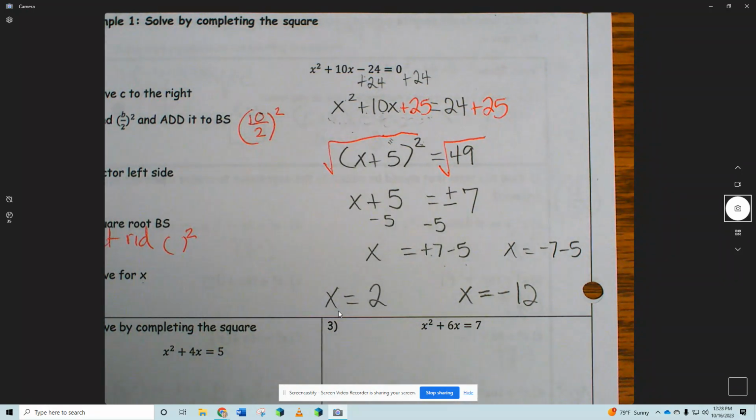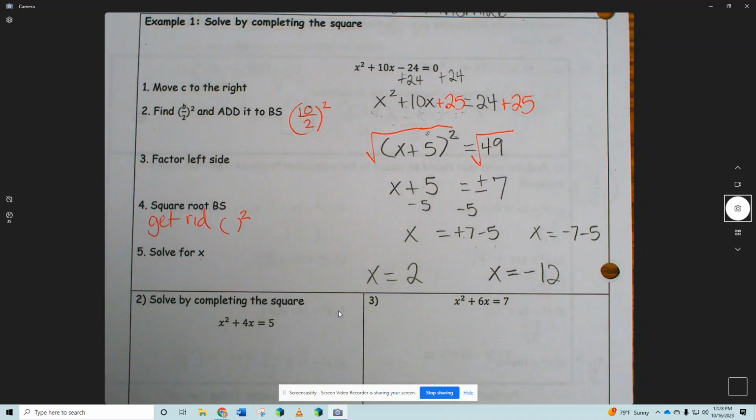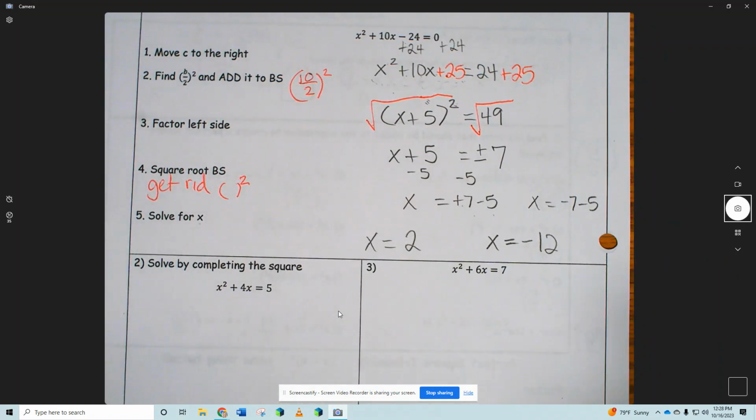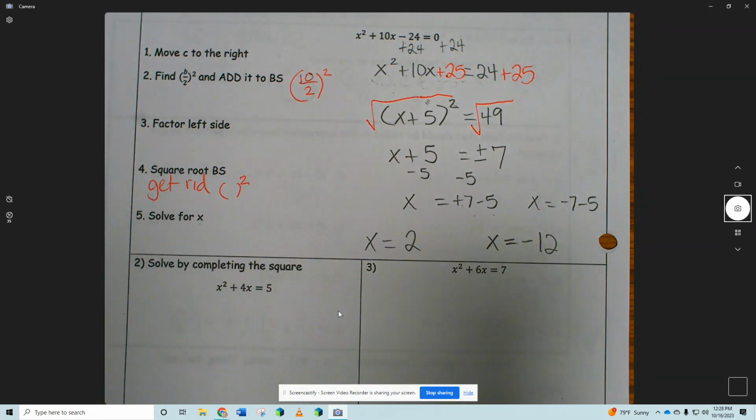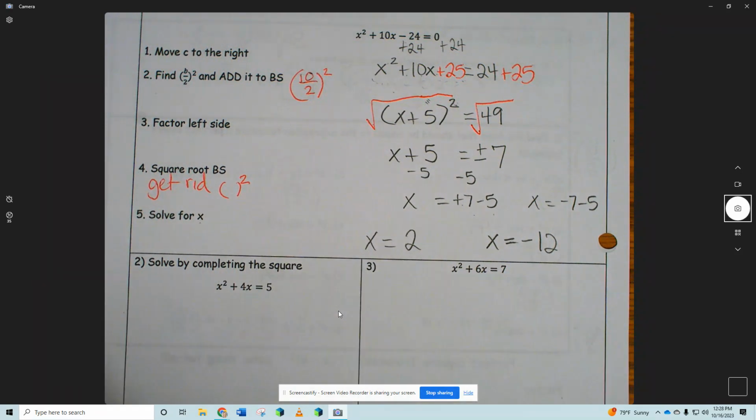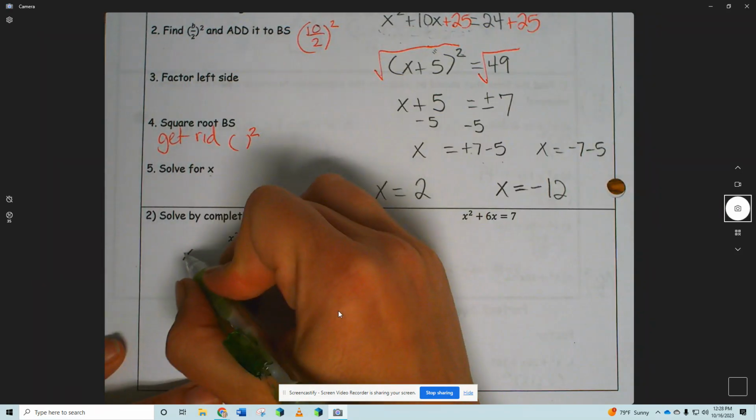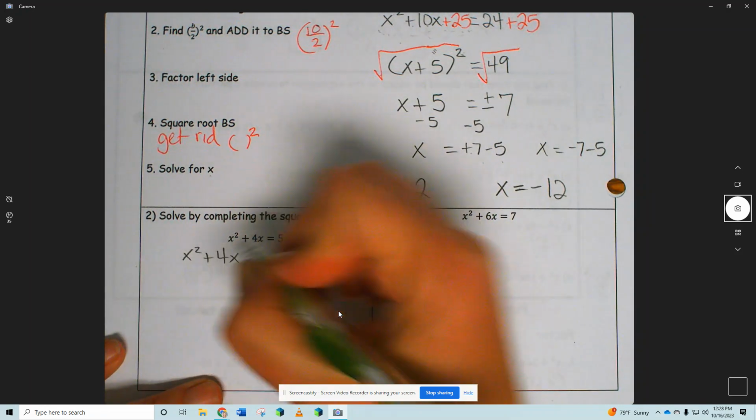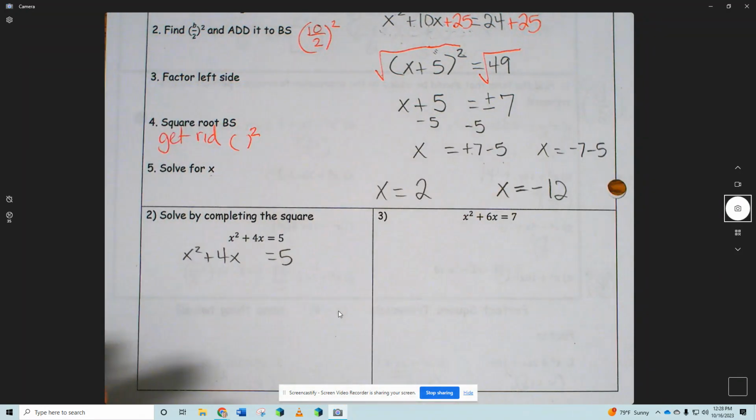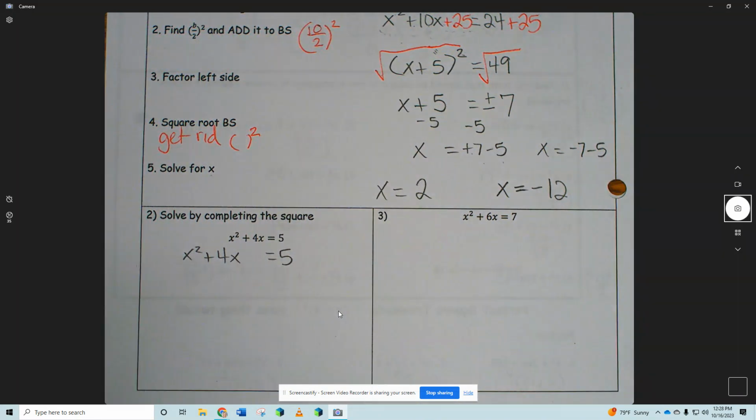Okay. These steps, 1, 2, 3, 4, 5, are going to be the steps you follow for everything. Your end goal is to get x equals 2 answers. All right, number 2. C is already on the right side for us. So I'm good as it is. There's no finger space though. So I'm going to go and leave a big space because I have to do b divided by 2.